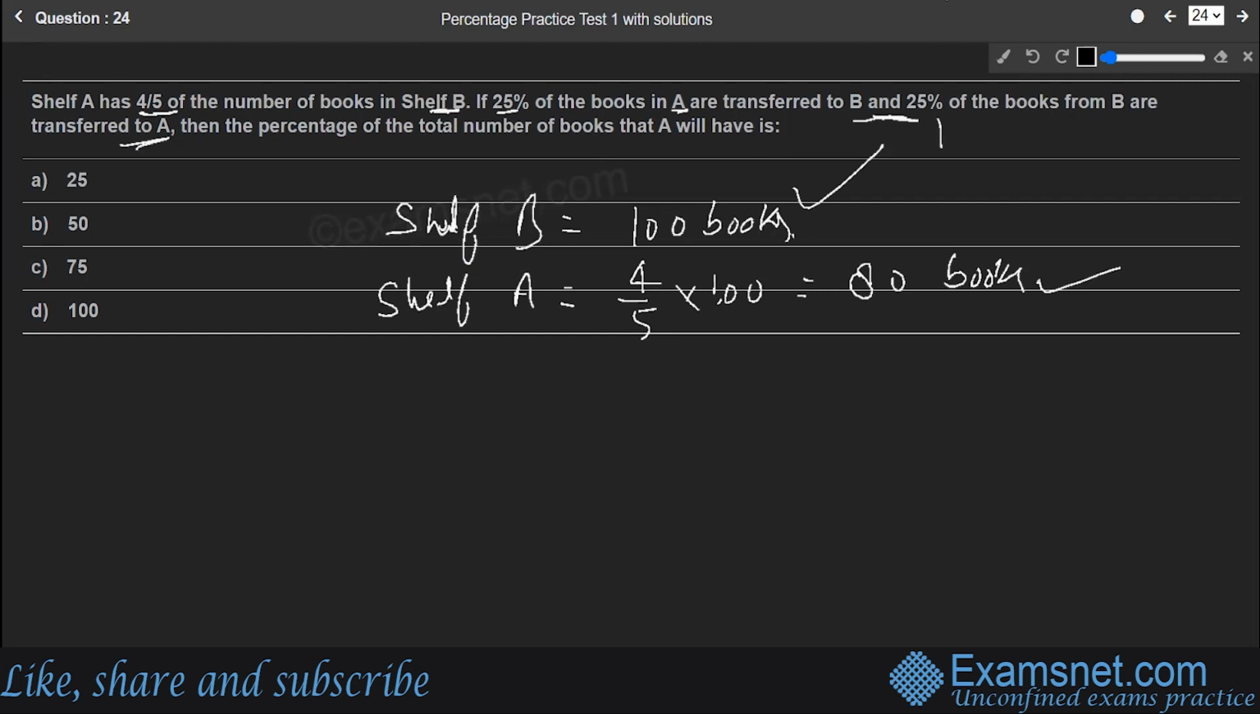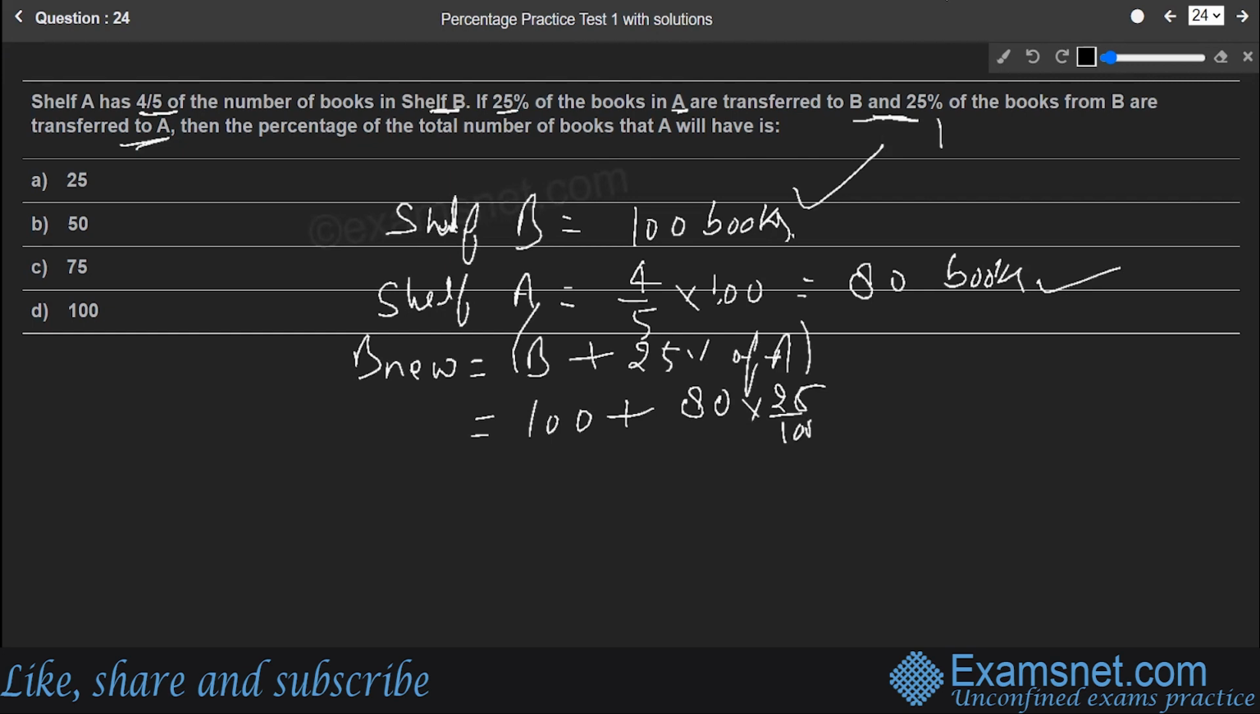Then they say 25% of the books in A are transferred to B. So when this transfer happens, new B will be old B plus 25% of A. How much is that? Old B was 100, plus 25% of 80 transferred from A, that is 25% of 80, which is nothing but 20. So the new B is 120, because books have been transferred from A to B.